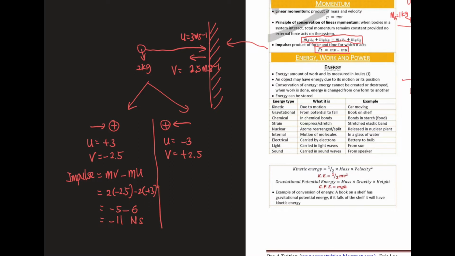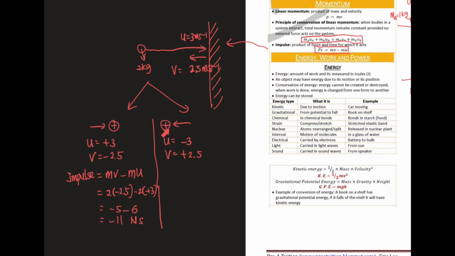Getting a negative value is kind of reasonable because the wall pushes the ball in a negative direction so that the ball rebounds. So the negative 11 Newton second is like the wall pushing the ball in the negative direction so that the ball rebounds and moves to the left.